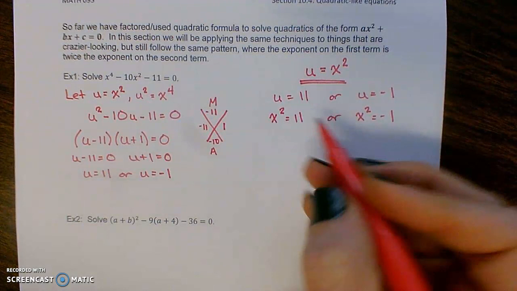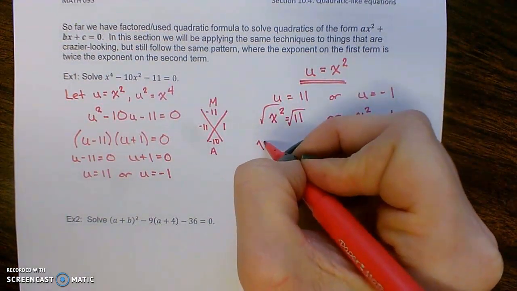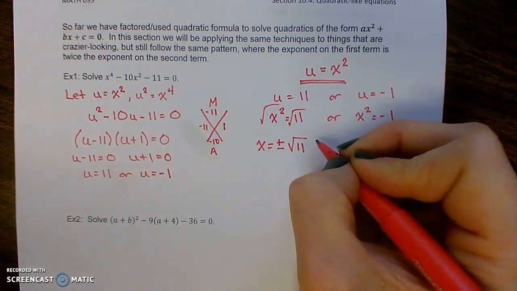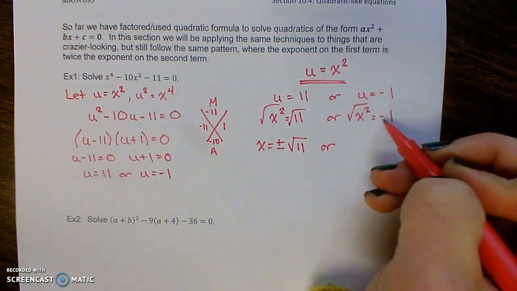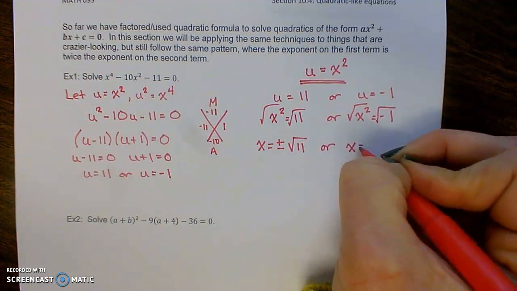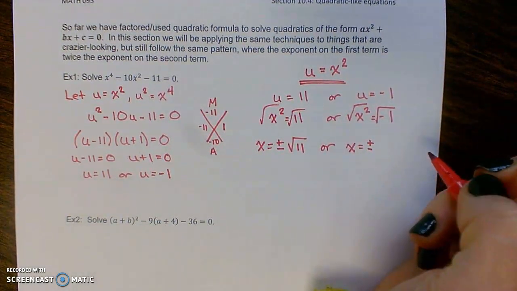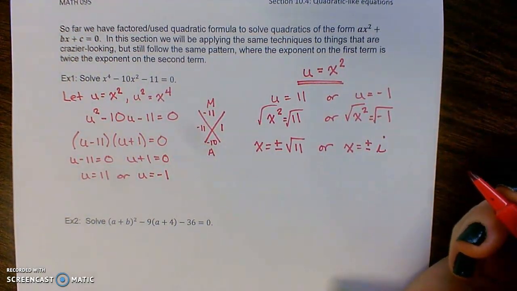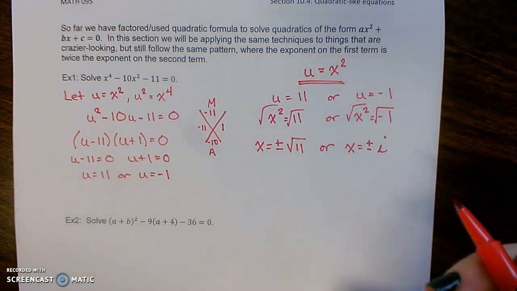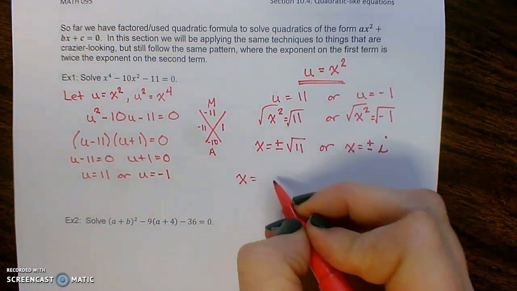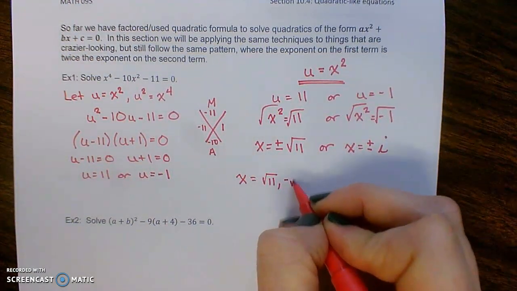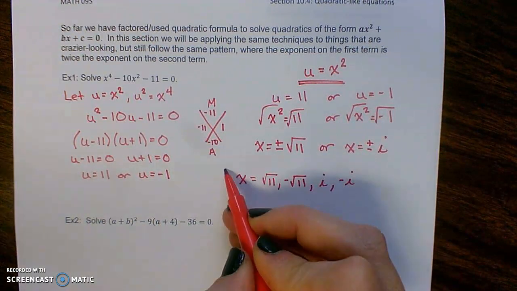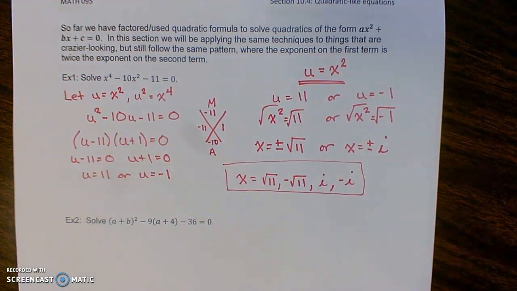This one I can solve by taking the square root of both sides. You get x equals plus or minus the square root of 11. Or, taking the square root of both sides here, you get x equals plus or minus the square root of negative 1, which I know to be the complex number i. So now notice I have four answers: positive root 11, negative root 11, positive i, or negative i. So there are four solutions to this equation.